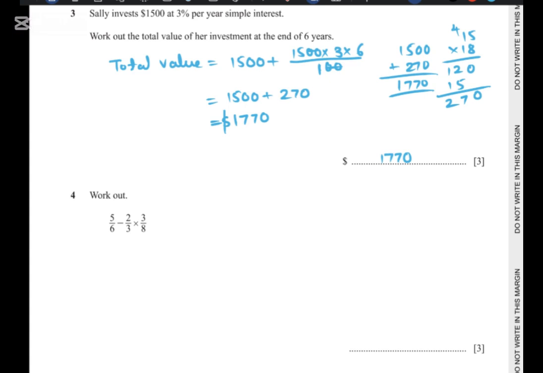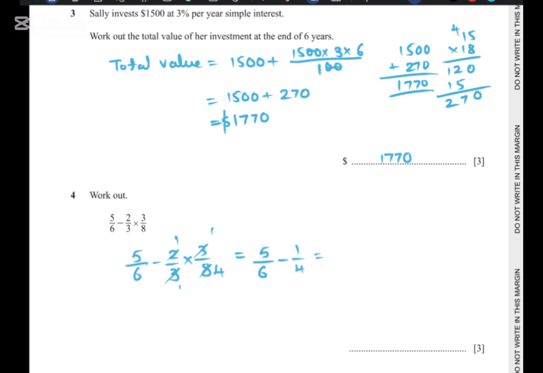Question number 4. Work out 5 by 6 minus 2 by 3 times 3 by 8. So these are fractions given here. According to BODMAS, do the multiplication first. So 2 by 3 times 3 by 8: 3 gets cancelled, 2 divided by 2 is 1 and 8 divided by 2 is 4. You are left with 5 by 6 minus 1 by 4.